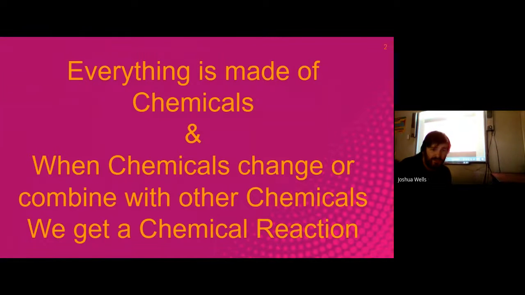So a couple things we need to understand: everything is made of chemicals. And when chemicals change or combine with other chemicals, we get a chemical reaction. So any compound that we have, whether that's NaCl or table salt, whether that is sugar, whether that's any of the digestive properties in our body, everything is created through a chemical reaction in one way, shape, or form. And that's how we build stuff up. So simply, when chemicals change or combine with other chemicals, we get a chemical reaction.